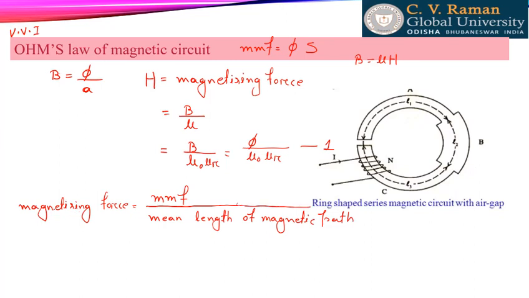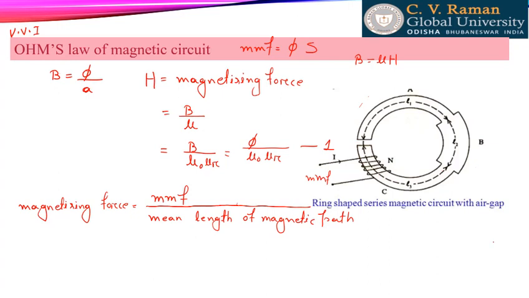How can we get this definition? MMF means the force which is responsible to move this flux, or to create this flux. It is quite natural: if the path length is bigger, whatever MMF we are giving, we have to increase that MMF to make this flux flow through the entire circuit.